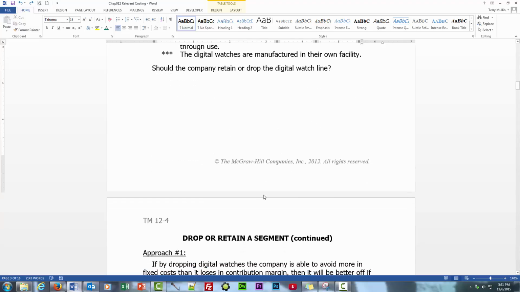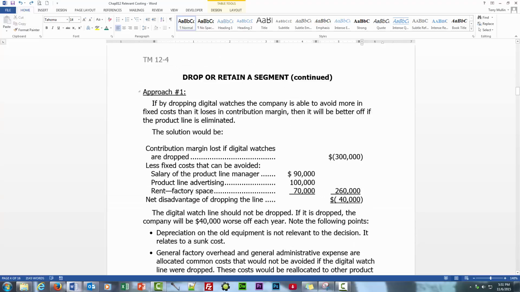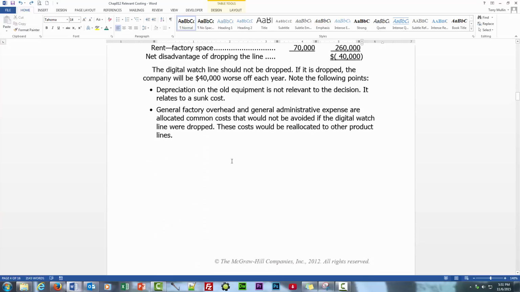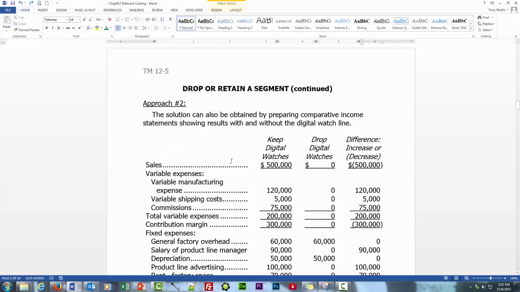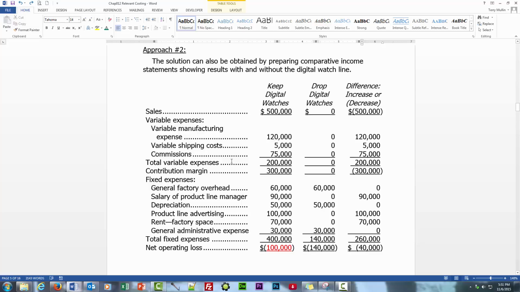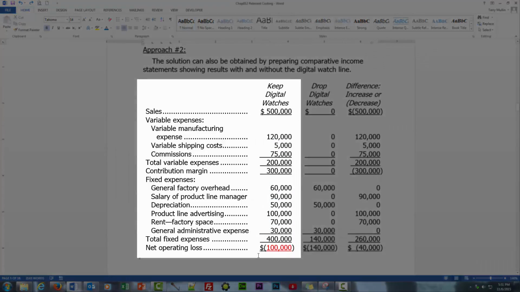So this handout does approach number one. I don't think that's as easy to follow, so I always use approach number two, which just puts the two income statements side by side. If we have the original data here, we see that we have a $100,000 loss.